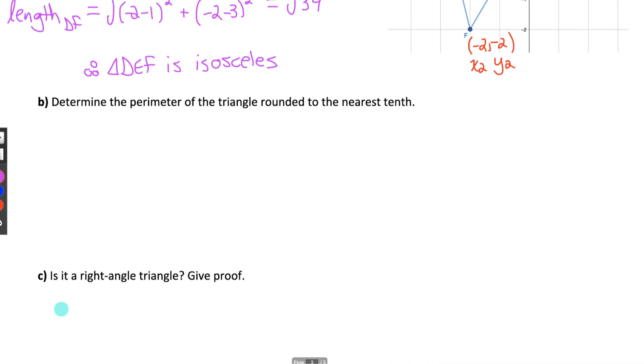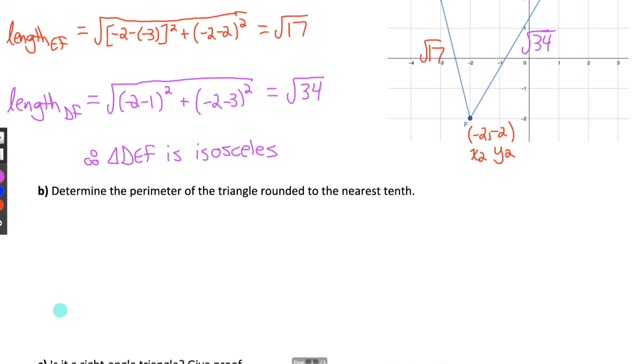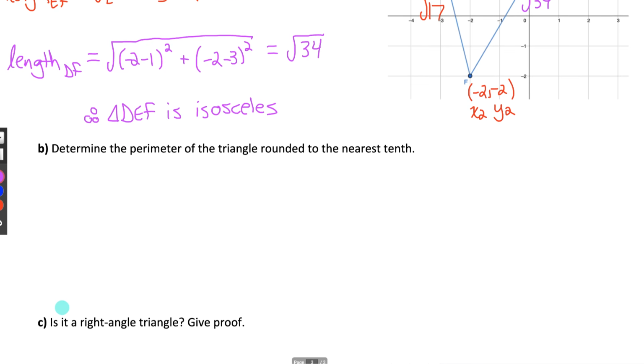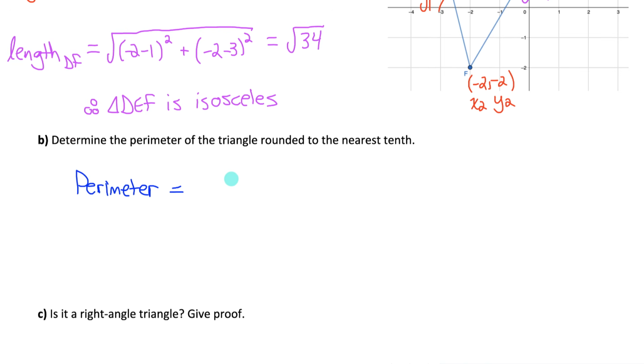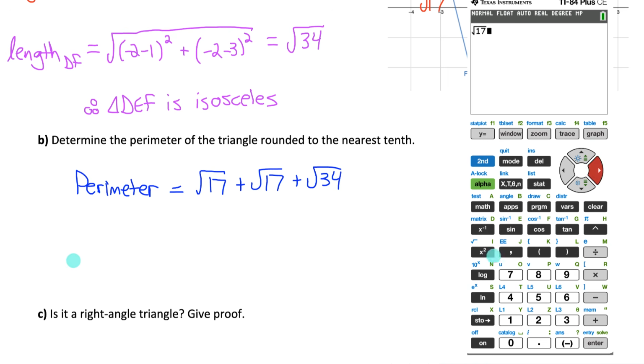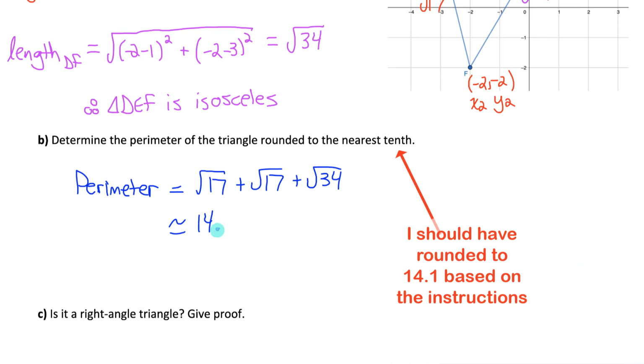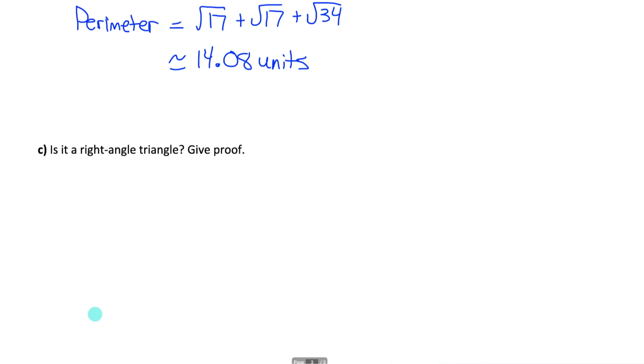Part B just asks us for the perimeter of this triangle, and it says to round it to the nearest tenth. We just need an approximate perimeter. If I want the perimeter of a triangle, I just have to add the length of the sides. The perimeter would be equal to root 17 plus another root 17. I suppose I could have written that as 2 root 17, plus root 34. And it asks me for the approximate value, so I'll evaluate that on my calculator. And that gives me a perimeter of about 14.08 units.